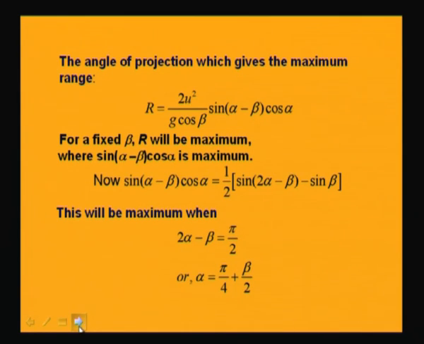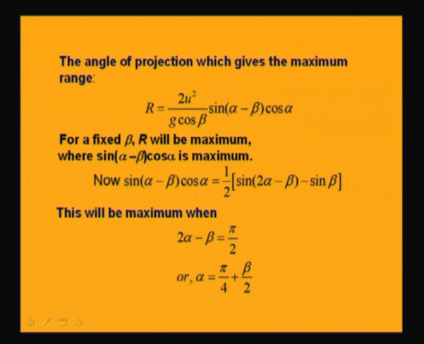Now we are going to discuss the angle of projection which gives the maximum range. We have the expression for the range R, which is given by R = 2u² / g cos² β into sin(α − β) into cos α. Now, for a fixed β, R will be maximum. If β is fixed, that means the plane is fixed. So, therefore, sin(α − β) into cos α should be maximum. When it is maximum, then you get the maximum range.